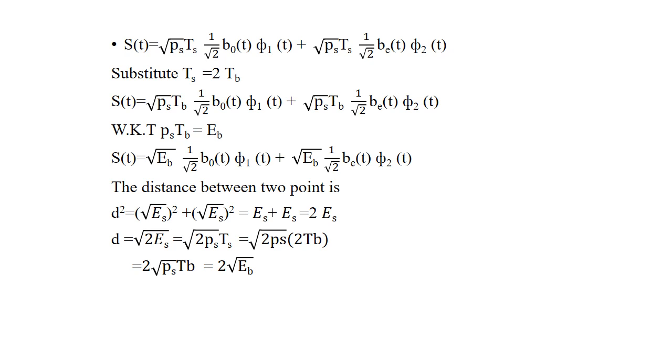The distance between the two points is d squared equals root of Es squared plus root of Es squared, which is Es plus Es, that is equal to 2Es. So d is equal to root of 2Es. It is substituted as root of 2 Ps Ts, that is root of 2 Ps 2 TB. So that is 2 root of Ps TB, which is equal to 2 root of EB. This is the signal equation.